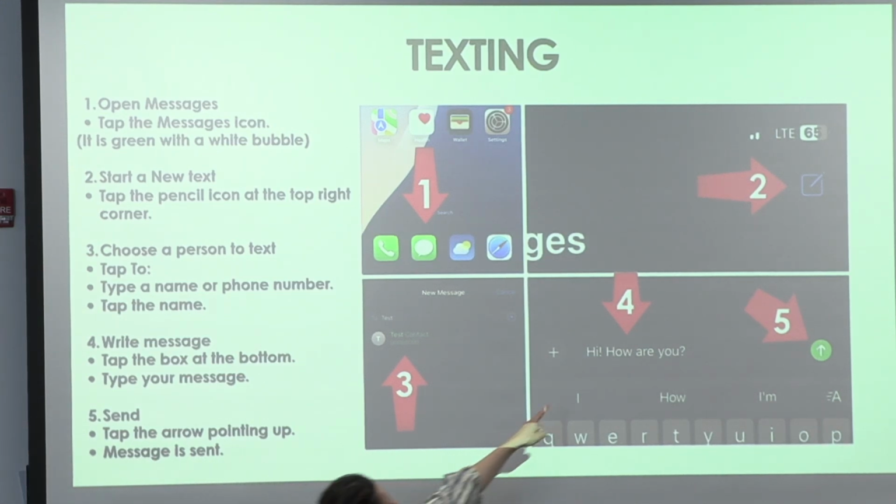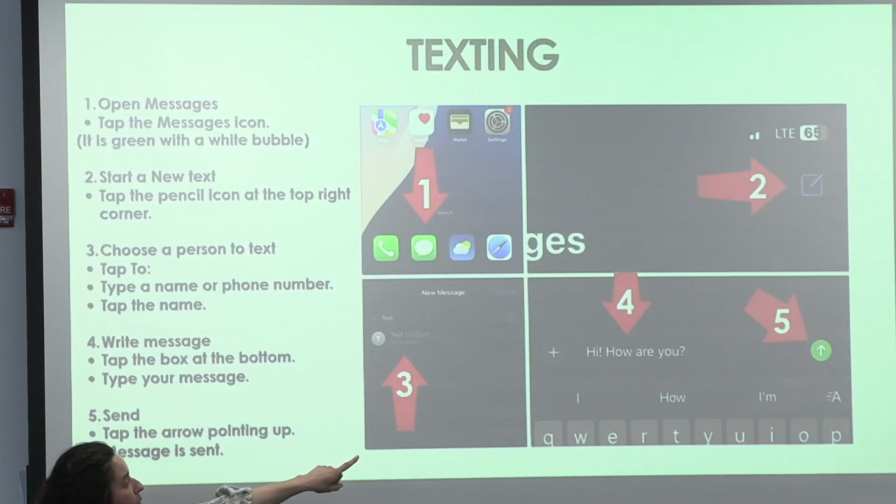It's a little hard to see on here, but there is a bubble here. You're gonna click in there, your keyboard's gonna pop up, and you're going to type whatever message you like. I have hi, how are you? And then from there, with the arrow pointing up, this one's green, sometimes it could be blue, you're gonna click right on there, that blue button or green button, and that's gonna send the message.